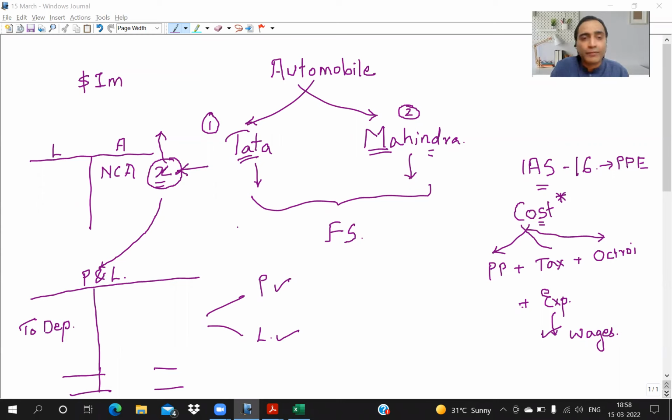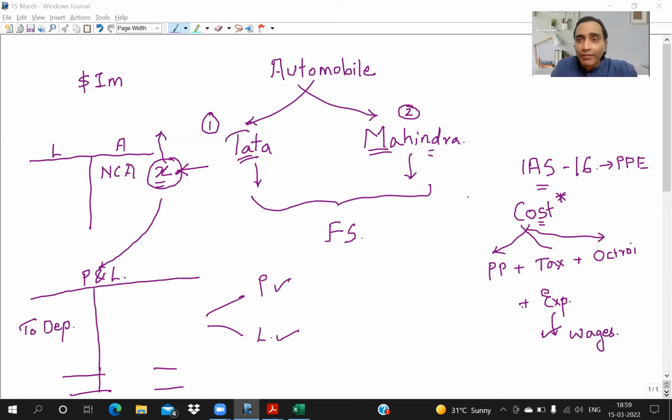Now, you have to be very careful. If there were no guidelines, if there were no IFRS, always ask this question. Throughout your syllabus, you have to stay with this question. If this standard was not there, what would have gone wrong? This is the question you have to always ask yourself whenever you're studying IFRS.